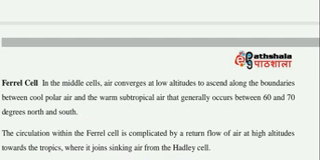In the middle cells, air converges at low altitudes to ascend along the boundaries between cool polar air and warm subtropical air that generally occurs between 60 and 70 degrees north and south. The circulation within the Ferrel cell is complicated by a return flow of air at high altitudes towards the tropics, where it joins sinking air from the Hadley cell. The Ferrel cell moves in the opposite direction to the two other cells, Hadley cell and polar cell, and acts rather like a gear. In this cell, the surface wind would flow from a southerly direction in the northern hemisphere.